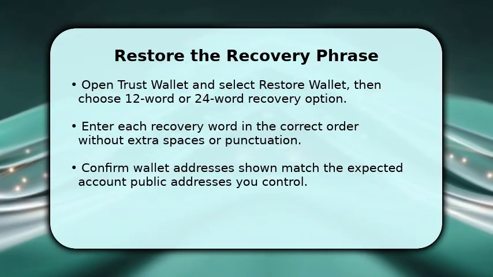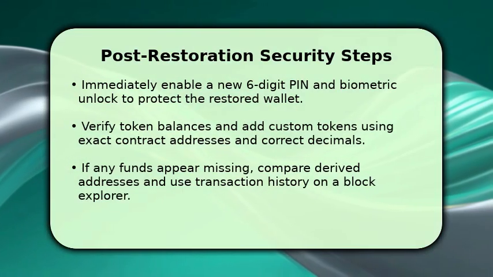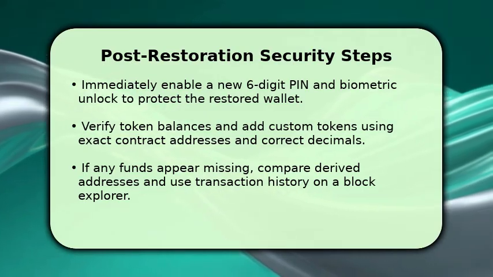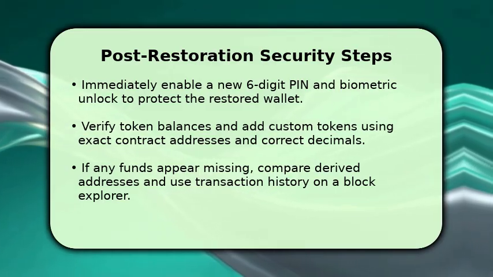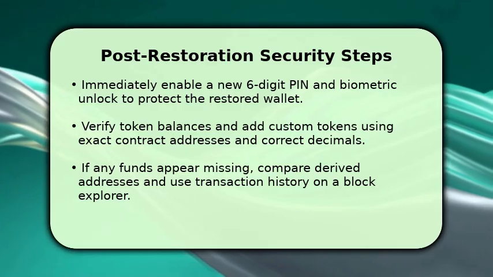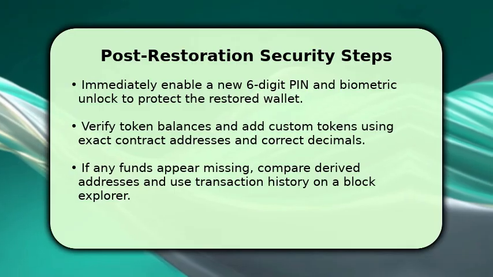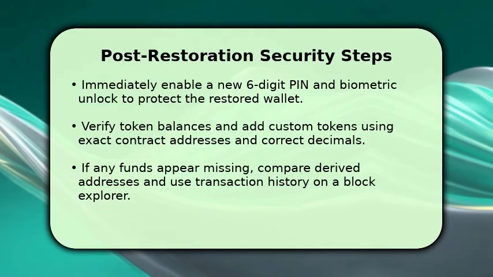Immediately set a new 6-digit PIN, enable biometric unlock, and disable any debug or developer modes to protect the restored wallet. Review the asset list and add custom tokens only by entering exact contract addresses, correct token symbol, and decimals to display balances accurately. Verify balances by comparing wallet addresses and transaction history on a block explorer.